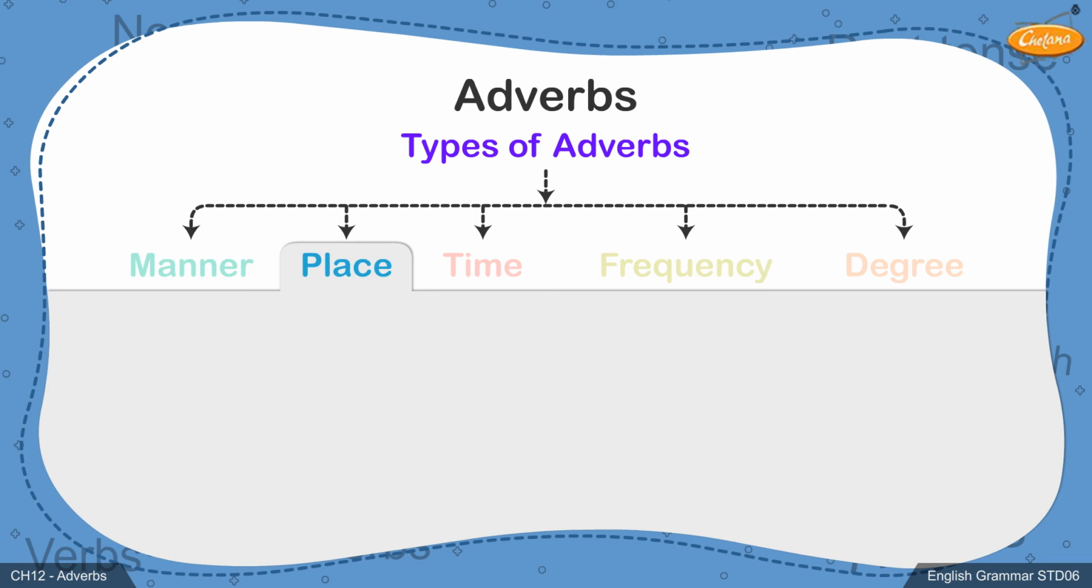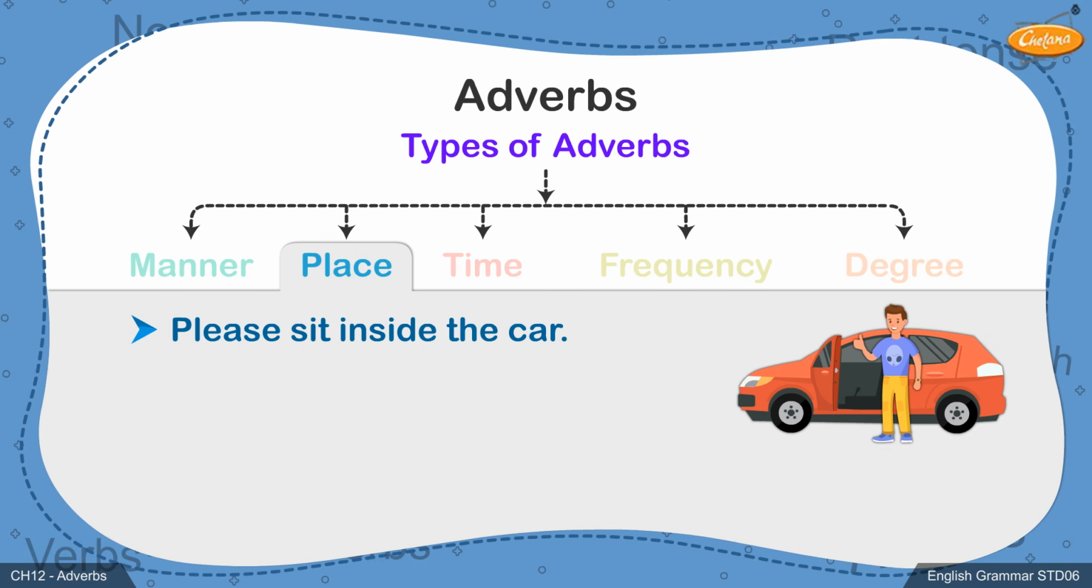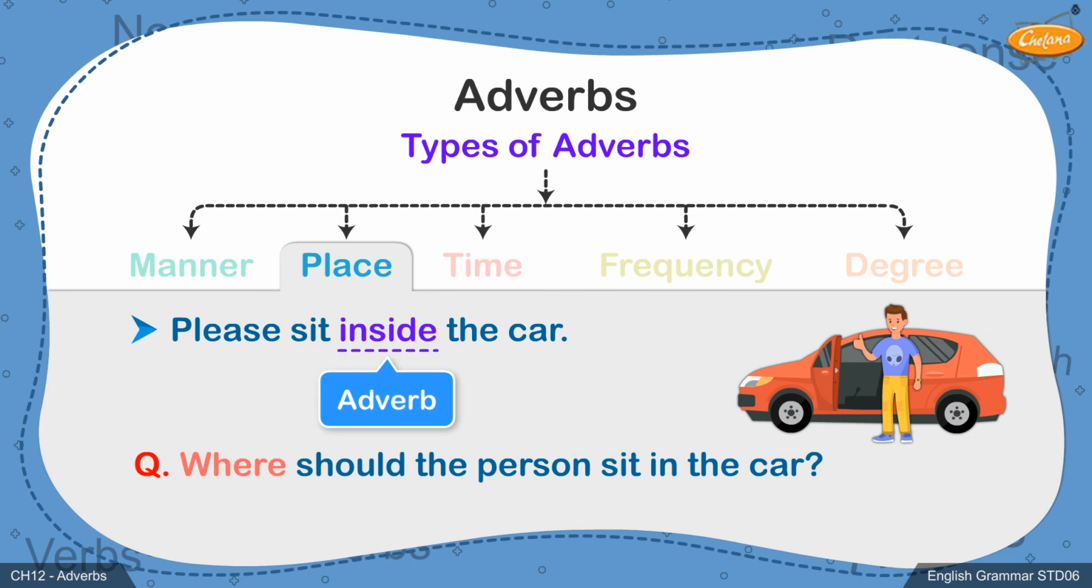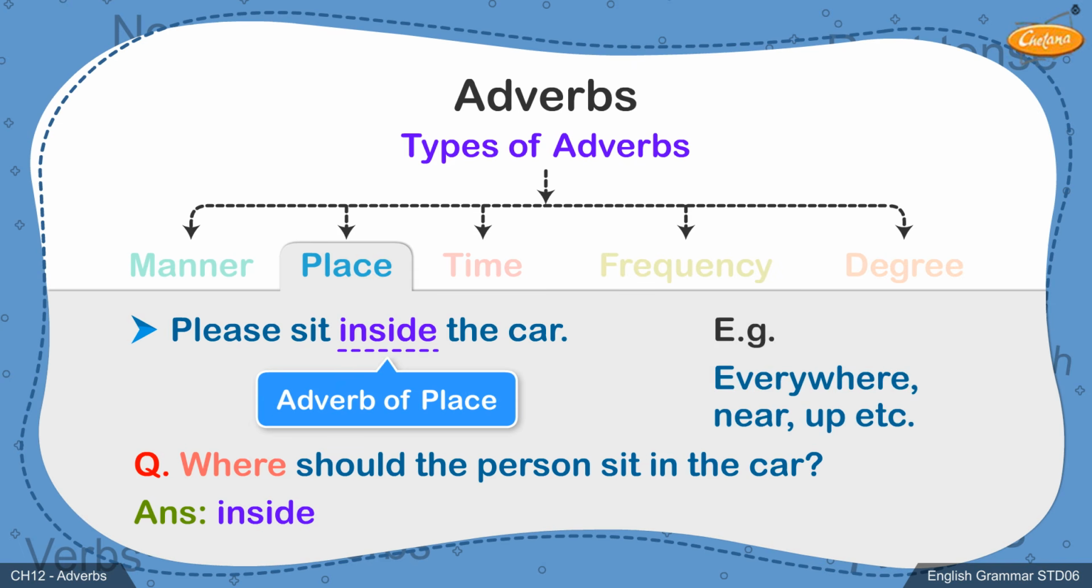Let's move on to another type of adverb. In this sentence, please sit inside the car. The word inside tells us more about where the person needs to sit. Let's ask a question. Where should the person sit in the car? We get the answer, inside. Since the word tells us more about the place where the person should sit, the word inside is termed as an adverb of place. Words like everywhere, near, and up are other examples of adverbs of place.